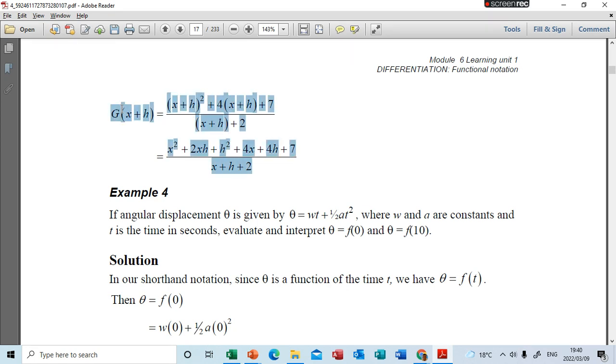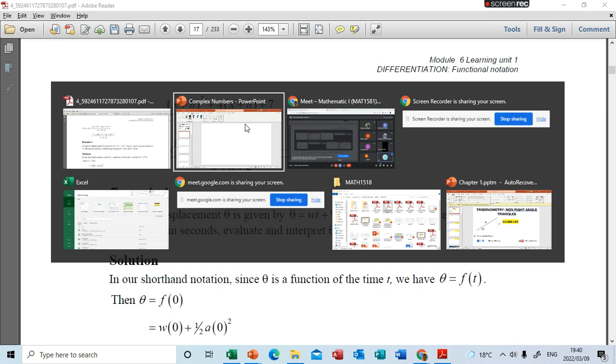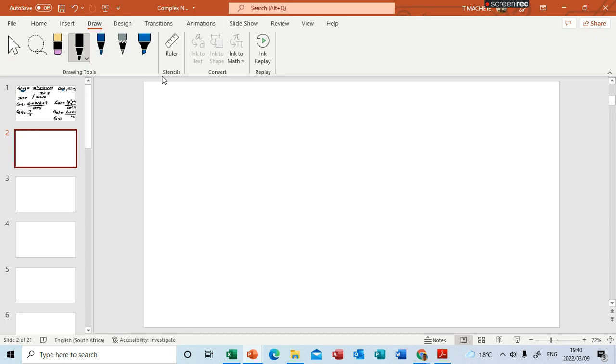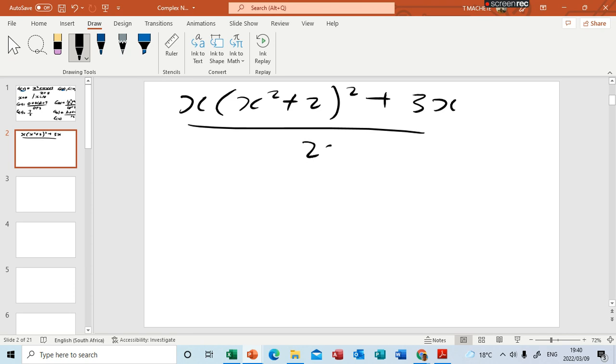Here it's like you're expanding. Here you're expanding. I don't think there's anyone who doesn't know how to expand. Like if you've got x into x squared plus 2 all squared plus 3x over 2x. Guys, it's easy. So expanding, it's more like you're simplifying this.